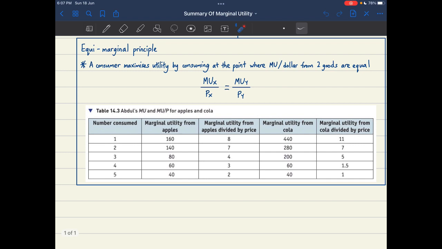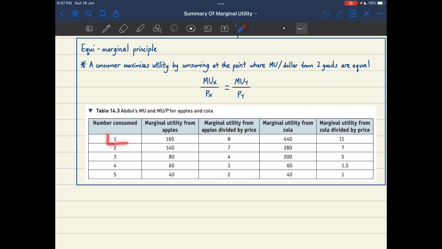So if you look at the table, for example, assuming that the number consumed is only 1, the marginal utility from apples would be 116. Of course, if you were to go down the route, you realize that the marginal utility from apples would decrease because, like I mentioned earlier, based on the law of diminishing marginal utility, if you were to consume more and more of the same good, then your marginal utility would be decreasing, and this is apparent in the marginal utility from apples.